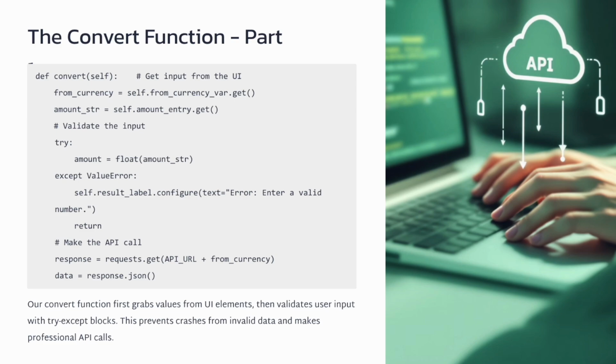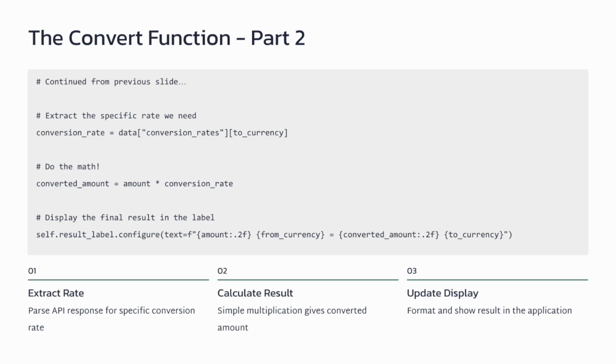Once we have a valid number, it's API time. We send a request to the currency exchange service to get all the latest rates. After the API sends back the data, our function digs through it to find the specific conversion rate we need. For example, the rate for converting USD to INR. Then it does the simple math, amount times the conversion rate. And for the grand finale, instead of printing to a boring terminal, our function updates a label right inside the GUI window, displaying the final converted amount in a clean, readable format.